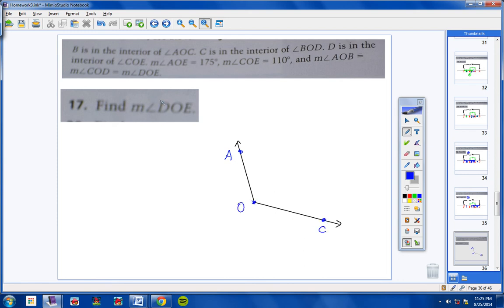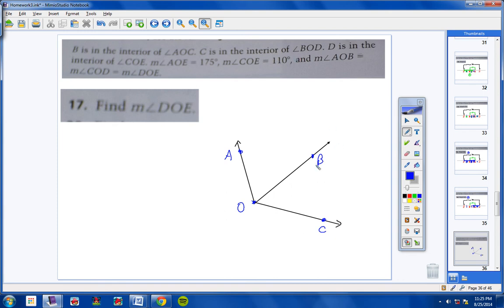Now let's read the directions carefully. B is in the interior of AOC. So I'm going to go ahead and draw another ray, and I'm going to put B on it, okay? Like this. And that's good. B is in the interior of AOC. Very good. And then next it says C is in the interior of angle BOD.